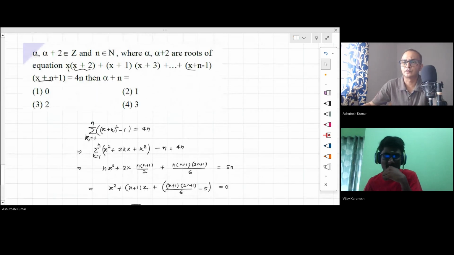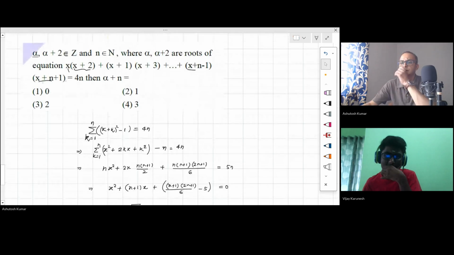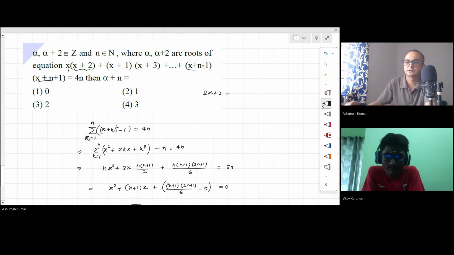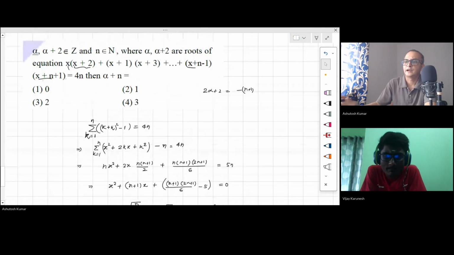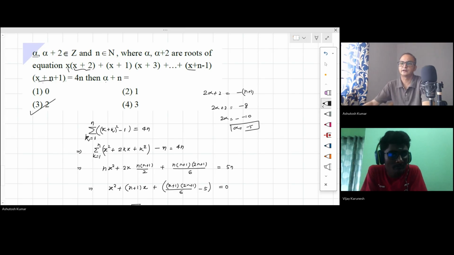Now we have to find out alpha. How do you find alpha? Because you know the sum of roots. So 2 alpha plus 2 must be minus (n plus 1), that is minus b by a. And n is already 7. So 2 alpha plus 2 is equal to minus 8. 2 alpha is equal to minus 10. So alpha is equal to minus 5. So alpha plus n, 7 minus 5, is 2. 2 is the correct answer.